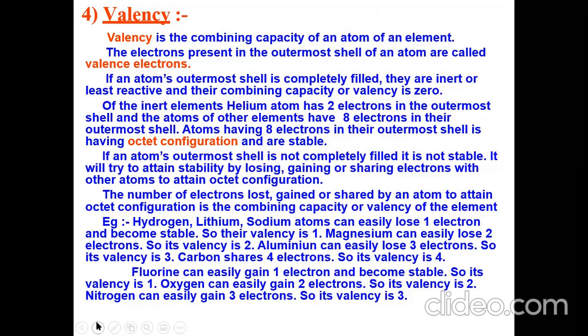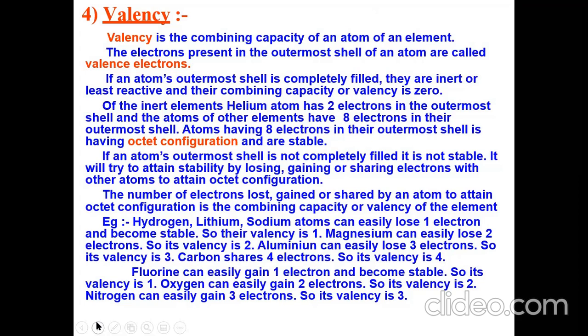Atoms having 8 electrons in their outermost orbit are known as octet configuration. Octet means 8, and this octet configuration is a stable configuration. If an atom's outermost shell is not completely filled, it is not stable. It will try to attain stability by losing, gaining, or sharing electrons with other atoms, to achieve octet configuration. The number of electrons lost, gained, or shared by an atom to attain octet configuration is the combining capacity or valency of the element.